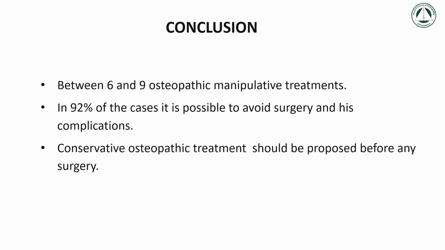The management of a sciatic neuralgia requires between 6 and 9 osteopathic manipulative treatments. Between each treatment, it is necessary to evaluate the patient again and to use the adequate techniques. In 92% of the cases, it is possible to avoid surgery and its complications. Except in case of contraindication, the treatment of choice is conservative osteopathic treatment that should be proposed before any surgery.